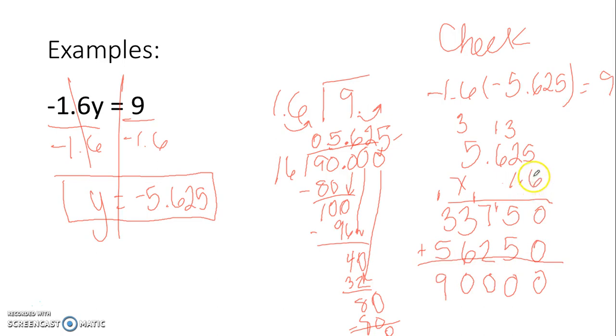Alright, now we need to move our decimal. So we need to move it 1, 2, 3, 4 places. So 1, 2, 3, 4, and we do get 9. So we get 9 is equal to 9. That checks out. We know that we did it correctly.